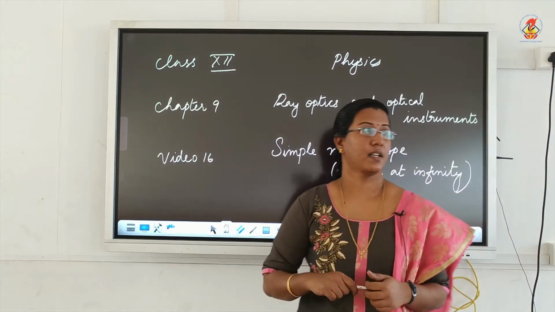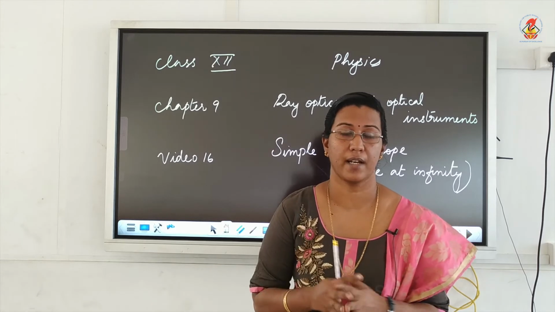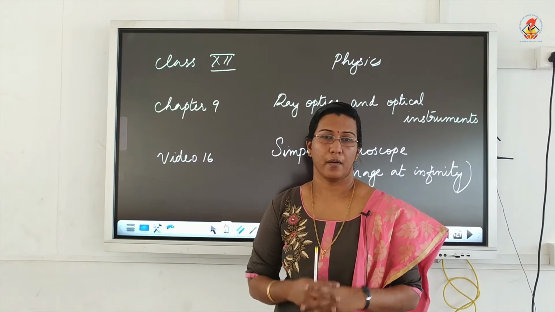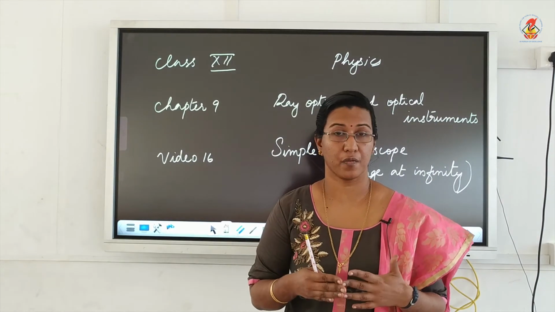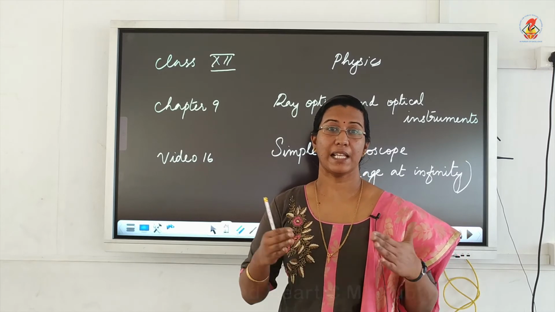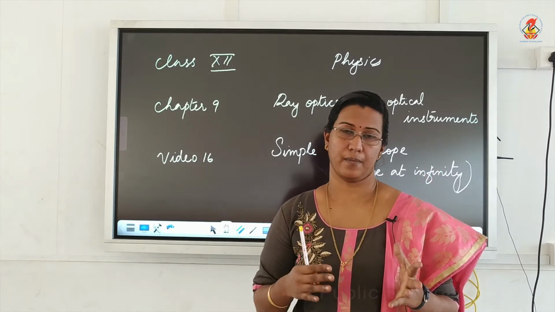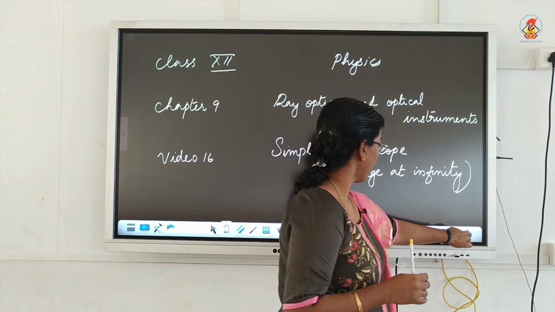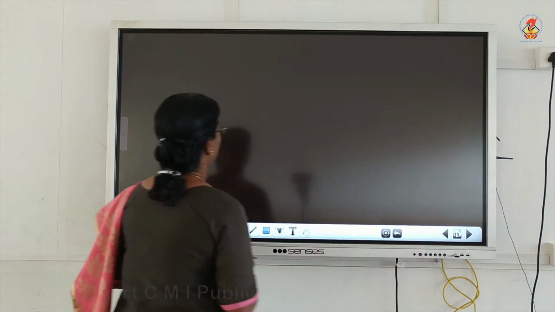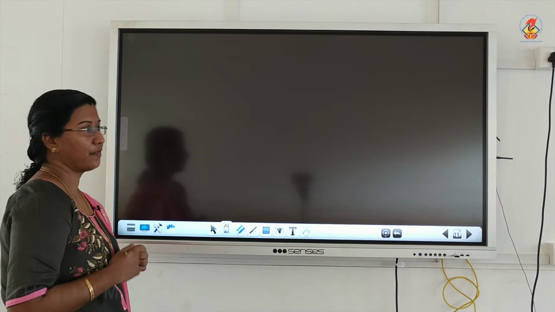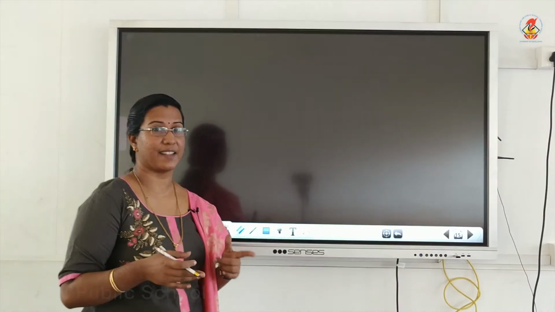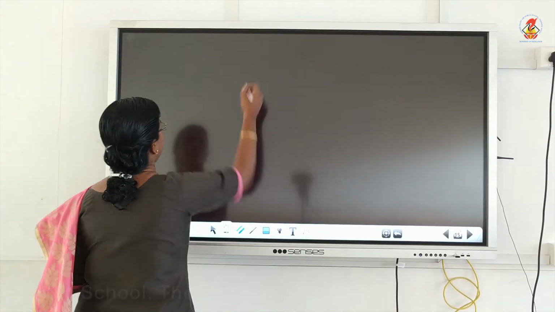Hi students, in this video we are going to study about the simple microscope, in which we are finding the magnification of the microscope if the final image is obtained at infinity. Now you know, to obtain the image at infinity, the object should be placed at the focus of the lens.